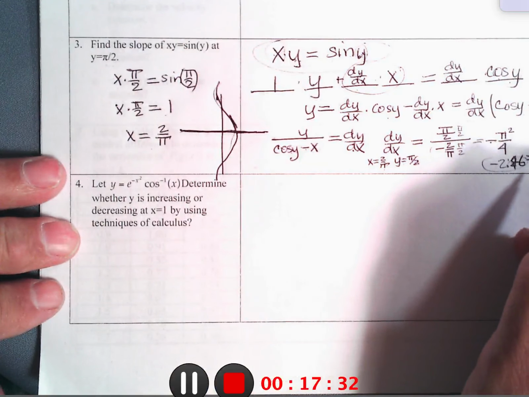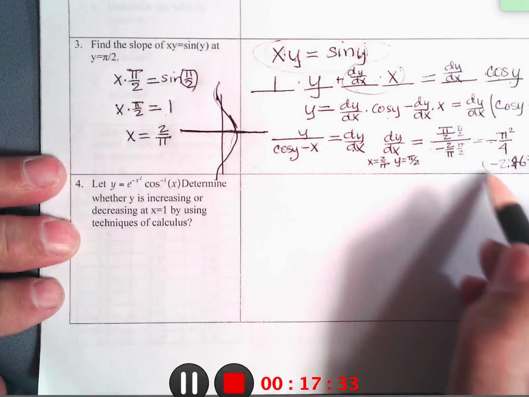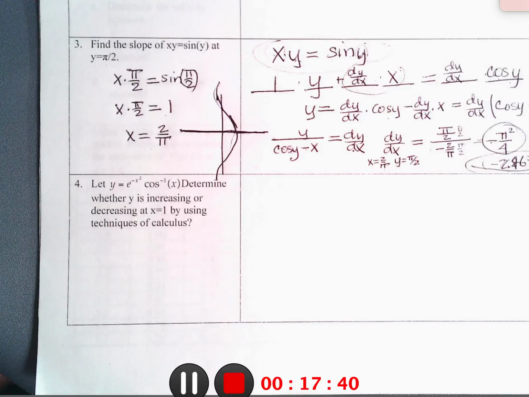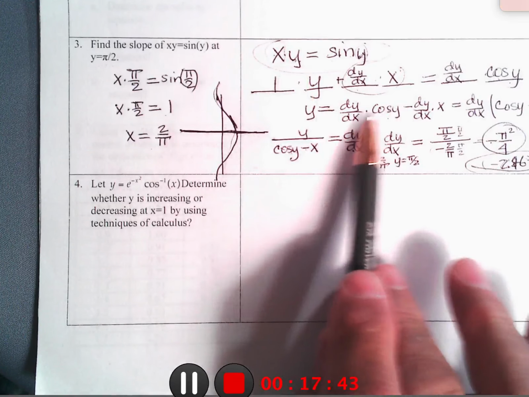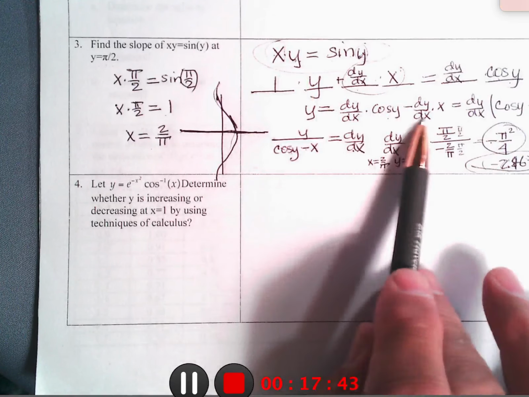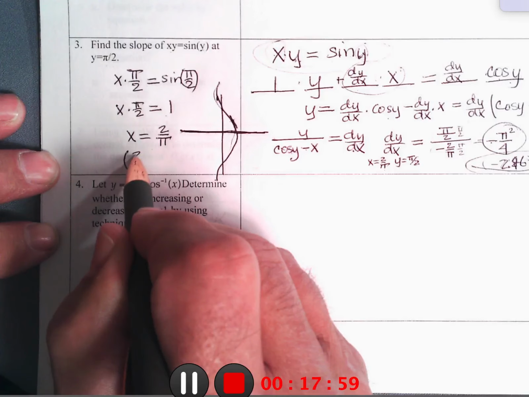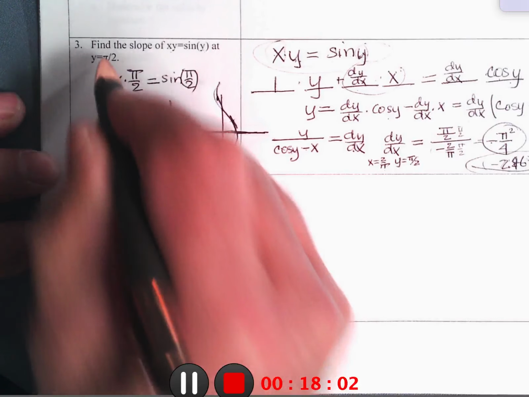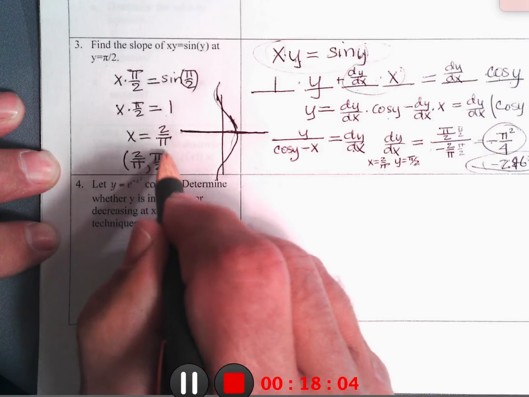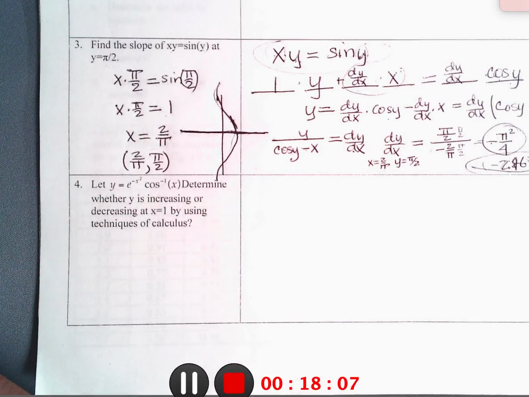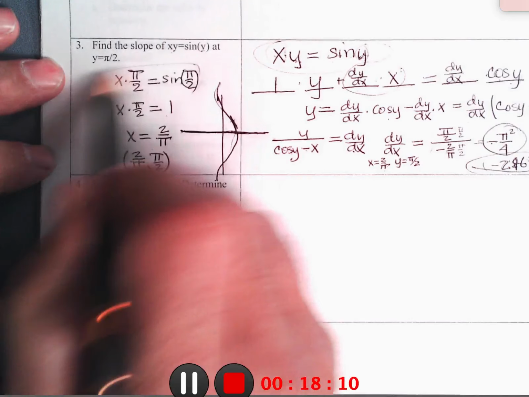Find it. So that's the slope of the tangent line, negative 2.467, or negative pi squared over 4. You notice that I can take the derivative and get it, but I also define what the value of the slope is. I need to know x and y, so I had to use this value for y and figure out what the x is for the point. This point here that we're looking at is 2 over pi in the x and pi over 2 in the y. Okay? This is how I found the x here, and that's that part.